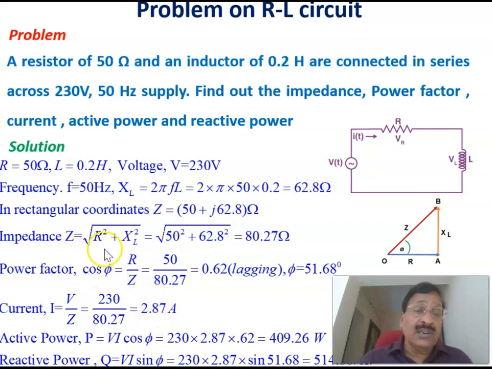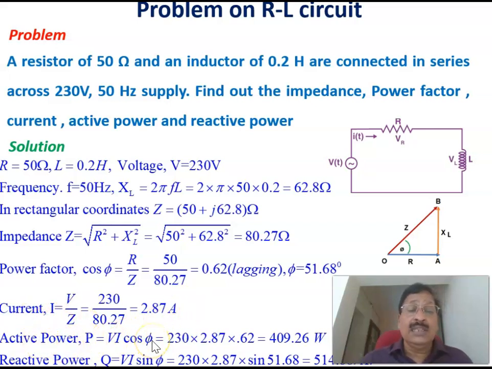Of course, the power factor is given by R by Z. R equals 50 ohms and Z equals 80.27 ohms. Then you get 0.62. Of course, this is lagging. For an RL circuit, the power factor is lagging, 0.62 lagging. And phi you can calculate, this is 51.68 degrees. Therefore, this angle is 51.68 degrees. Of course, the current is lagging the voltage by 51.68 degrees.